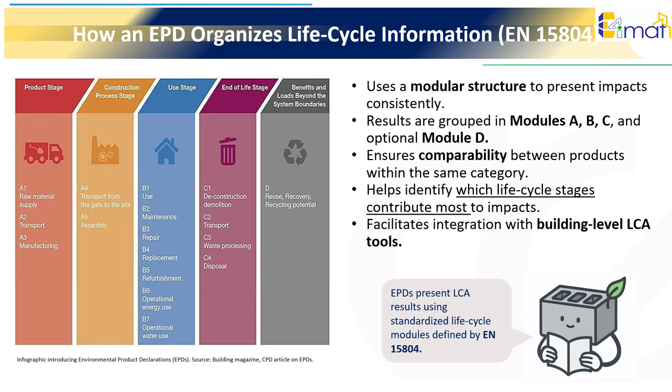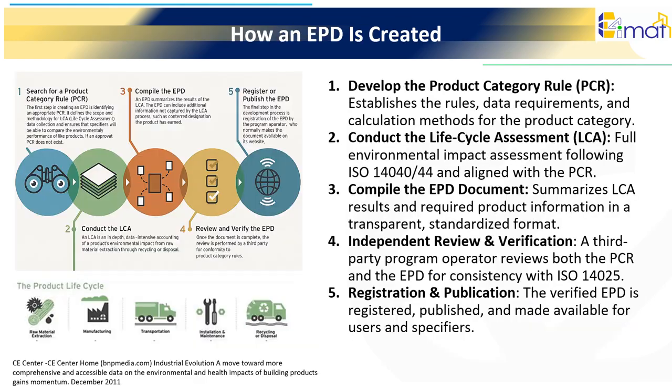On this slide, we review the formal process for creating an environmental product declaration, following ISO standards. First, the process begins with the Product Category Rule, or PCR. This document sets the framework. It defines what data must be included, how each impact should be measured, and where the system boundaries lie for a specific product type. Without a PCR, it is not possible to develop a compliant EPD.